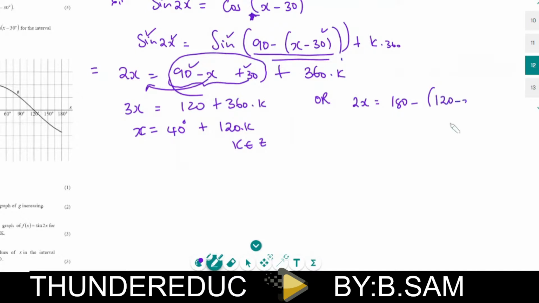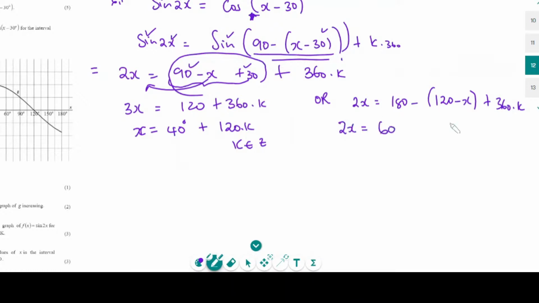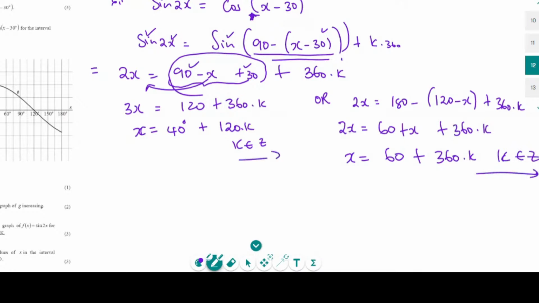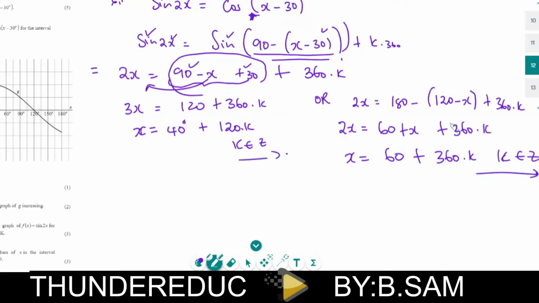So I'll say 180 minus x, and then plus my 360 times k. Open that up, it will be 2x is equal to 180 minus 120. I'll get a 60. That's a plus x plus 360 times k. And then I'll move the x this side. So x is going to be just 60 plus 360 times k. K is a set of integers. So that will be the general solution, or those will be the general solutions of that question.